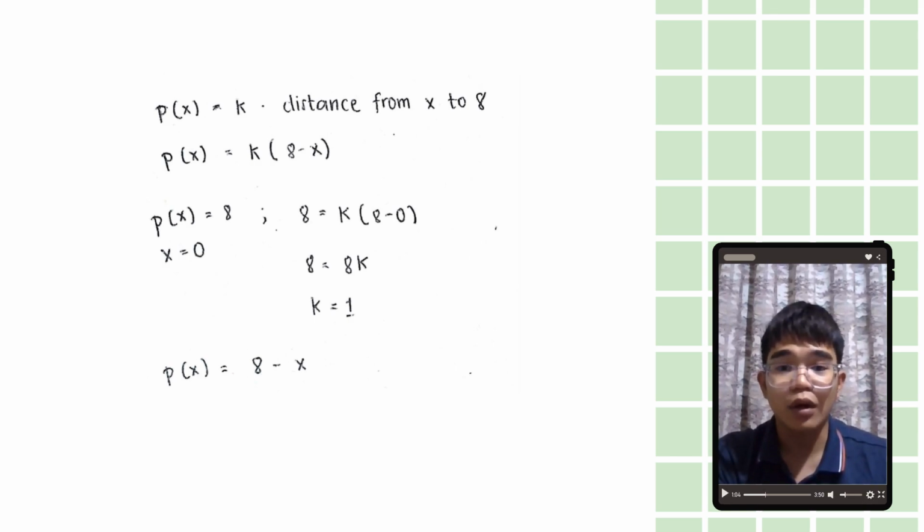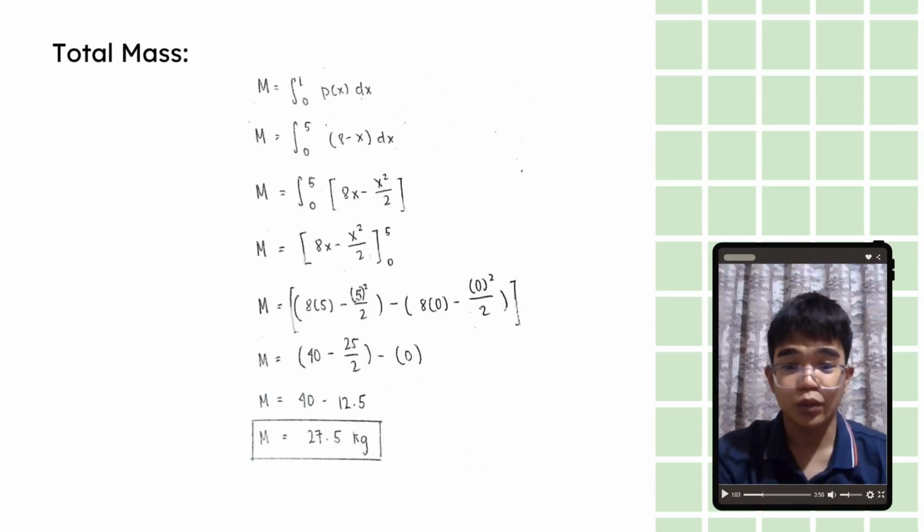Now we solve for the constant k. Since x equals 0 and p of x is 8, we have 8 equals k times 8 minus 0. Simplifying, we have 8 equals 8k. Then we will have k equals 1. So our p of x is 8 minus x. We can now solve the total mass.